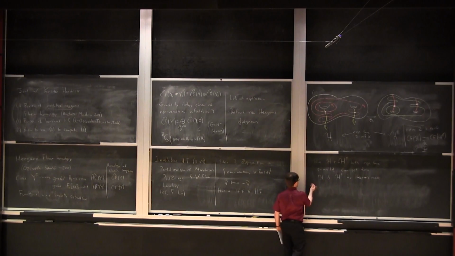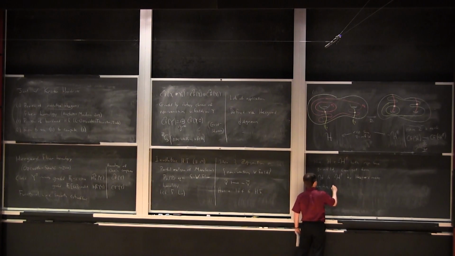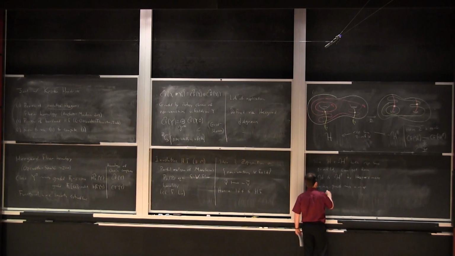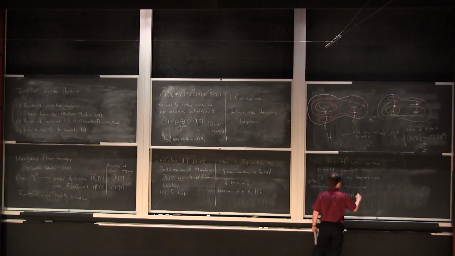So the invariance proof, the Ozsváth invariance proof, gives you another map, C, from CF of H to CF of minus h beta.